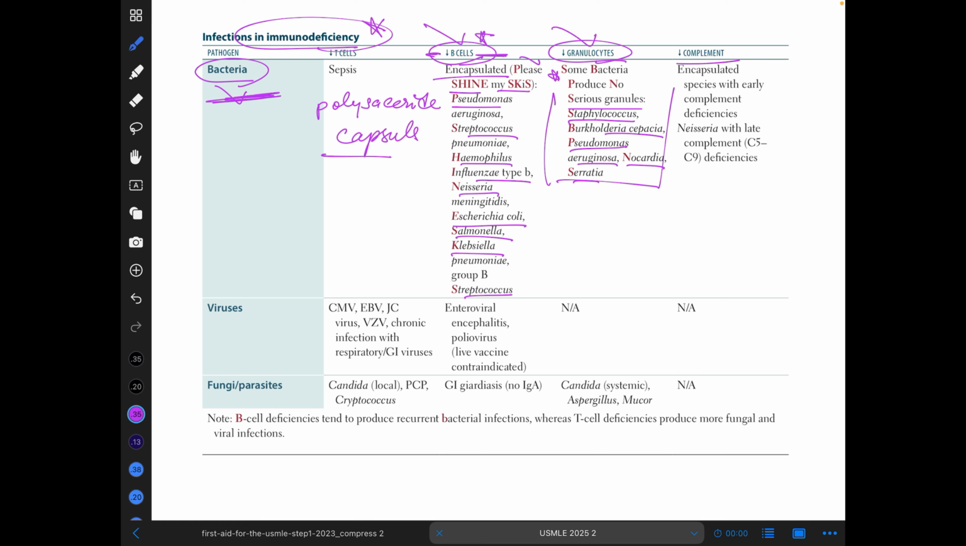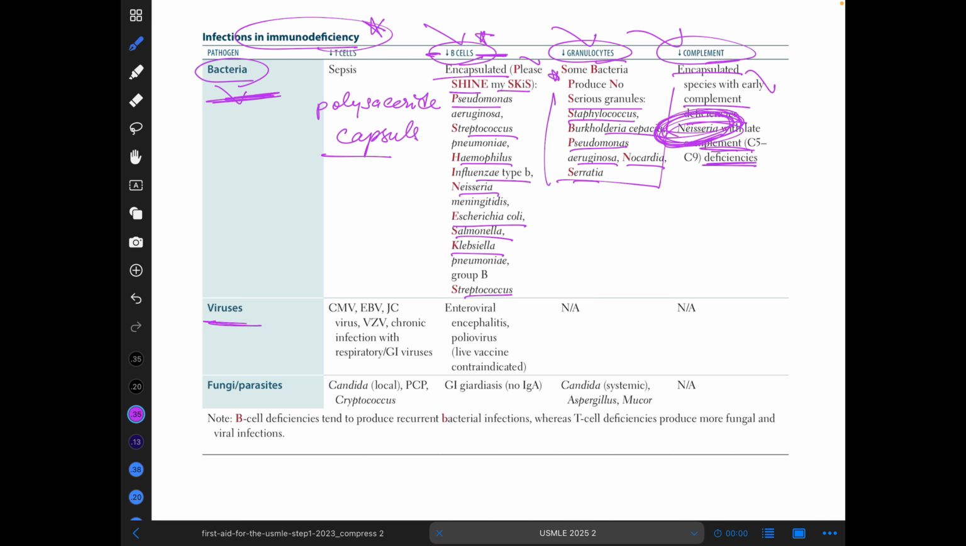And due to the complement system, we also have encapsulated species infections with the early complement deficiencies. If you know complement, there are two types, early complement and late complement. If there is a deficiency of early complement, then there will be encapsulated species infections in that human being. If there is a late complement deficiency, then most commonly there will be recurrent Neisseria infection.